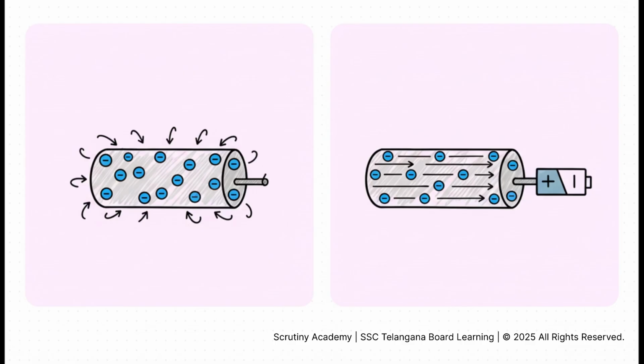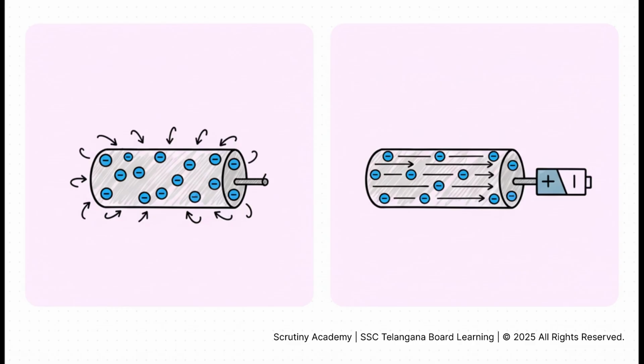On the left, in that disconnected wire, you've got billions of free electrons just bouncing around like crazy. Total chaos. They're going every which way. But here's the key. For every electron that zips to the right, another one is zipping to the left. The net result? Absolutely nothing.